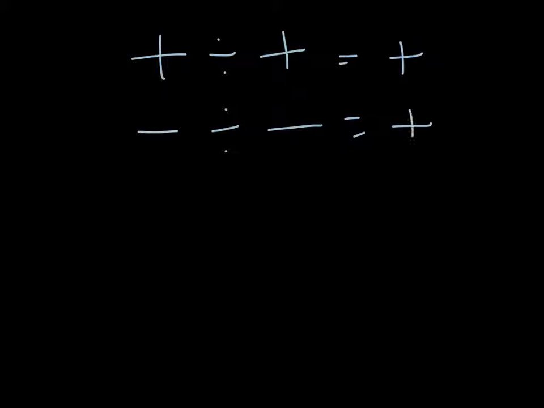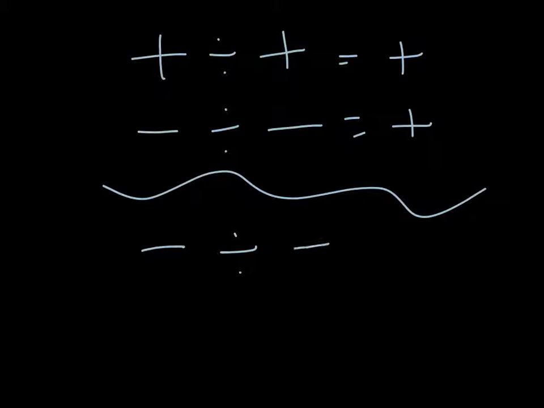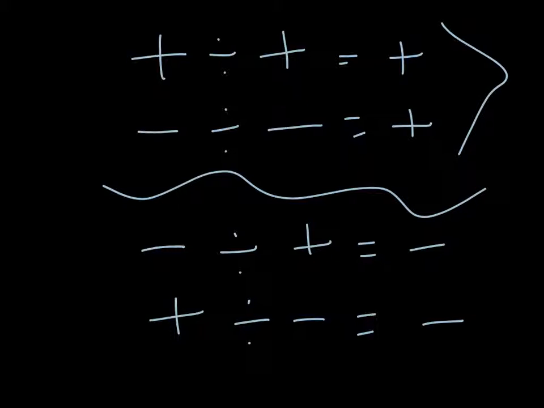Our positive and negative rules are the same when we're dividing. So if we have a positive divided by a positive, that equals a positive. A negative divided by a negative equals a positive. A negative divided by a positive equals negative, or a positive divided by a negative equals negative. So again, remember, same sign, positive, different sign, negative.